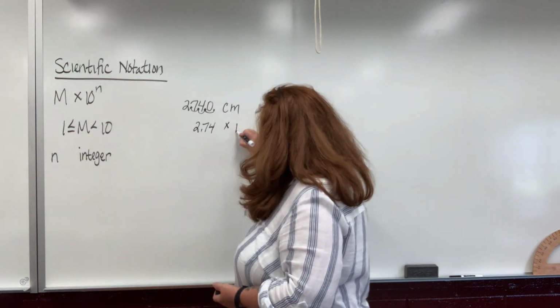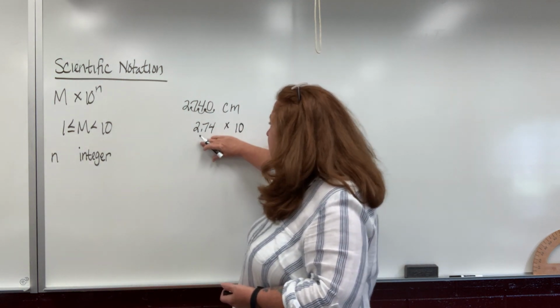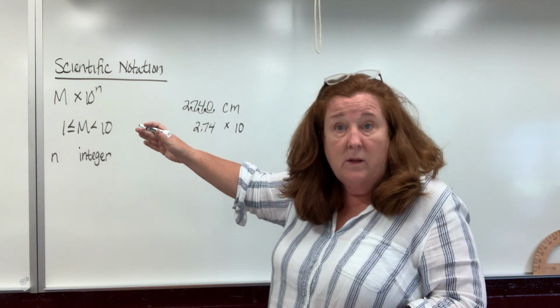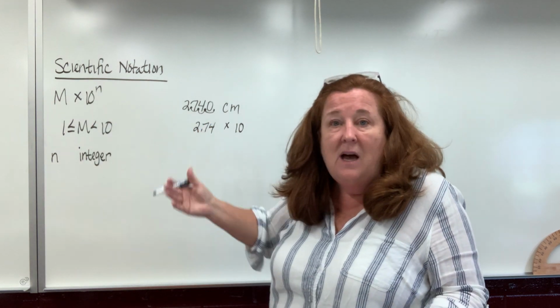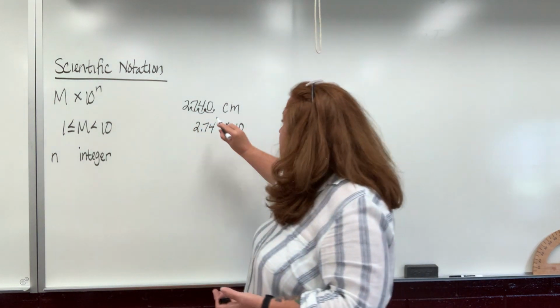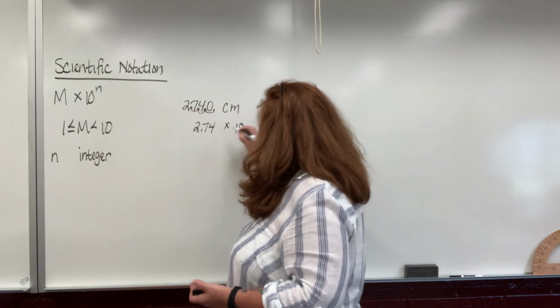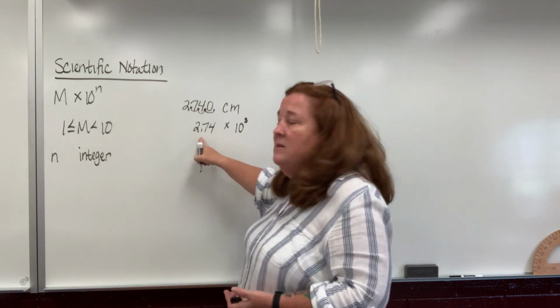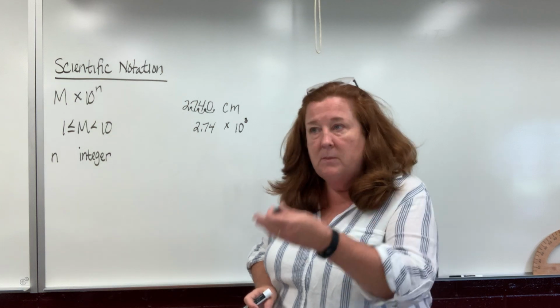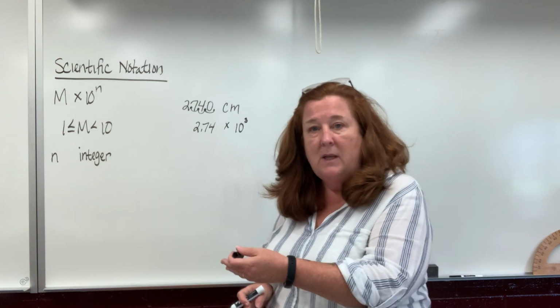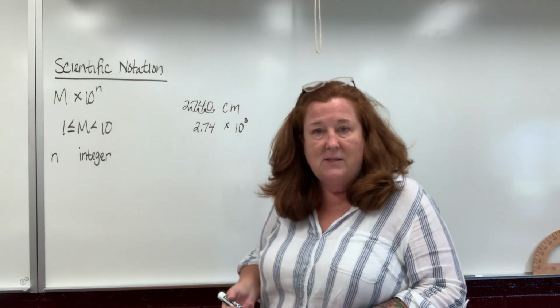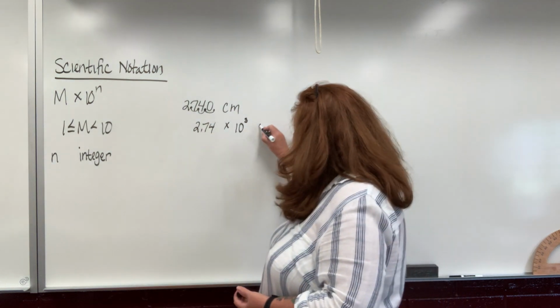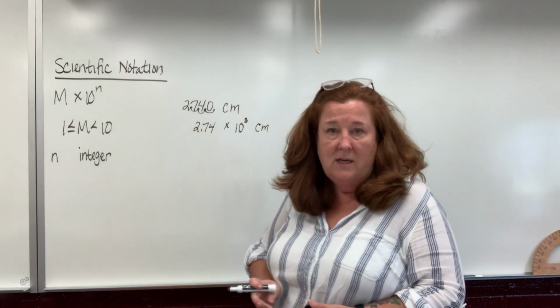Now I have to have a power of 10 so that this number equals the number that I started out with. So I count how many times I moved the decimal. I moved it 1, 2, 3 times. And all this means is take 2.74, multiply by 10, multiply by 10, multiply by 10, and that's going to be 2,740. So this number here is the number in scientific notation.